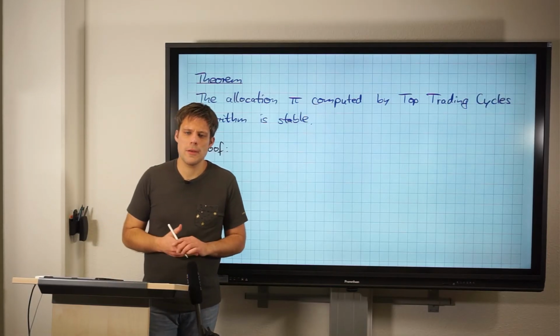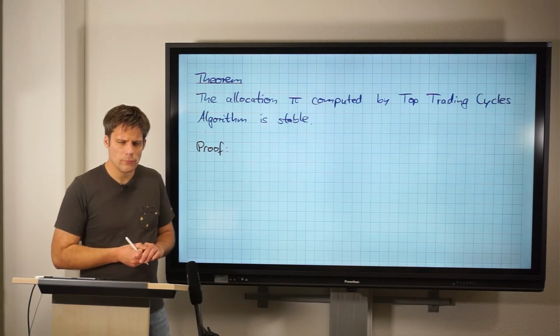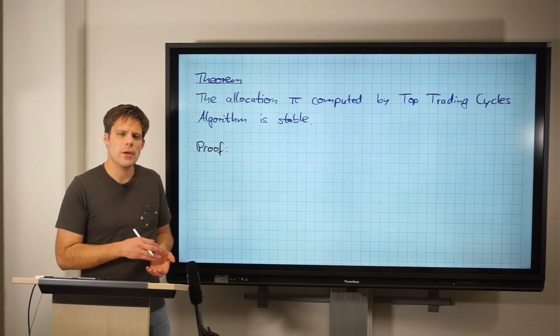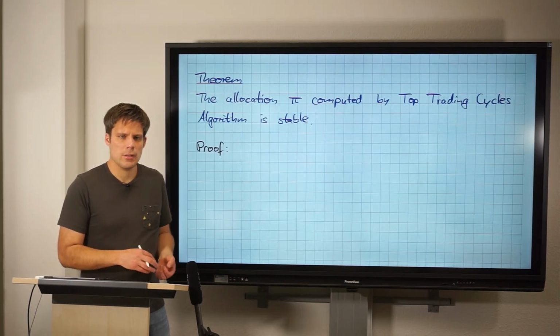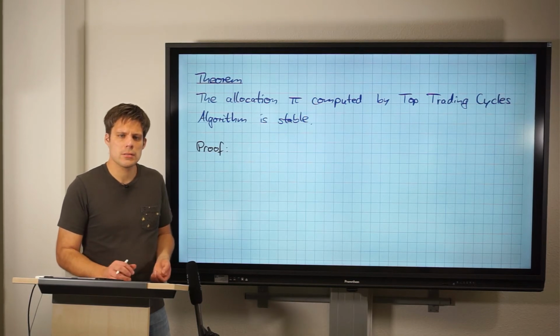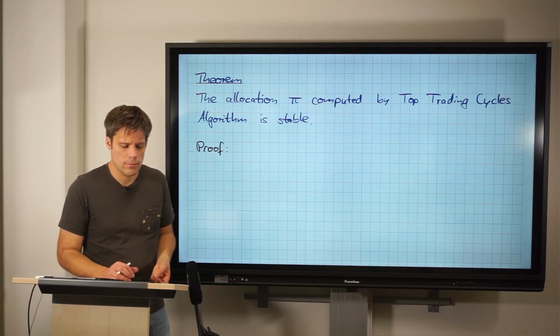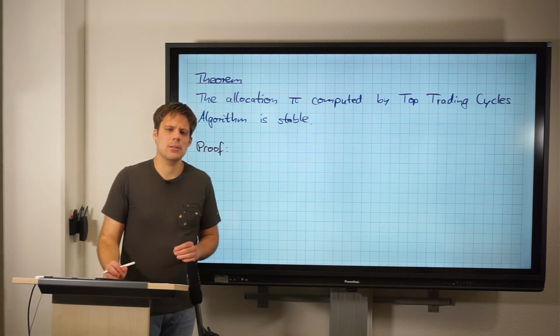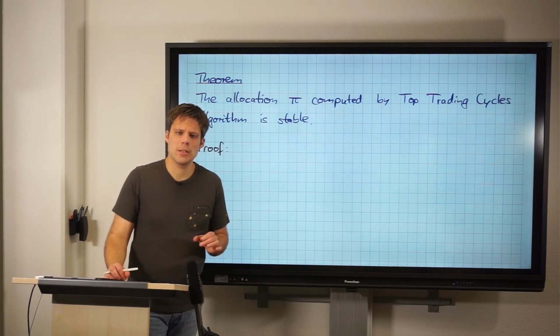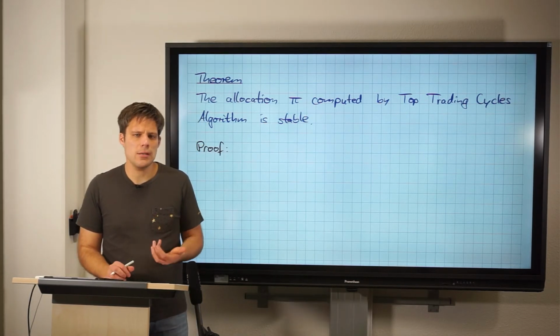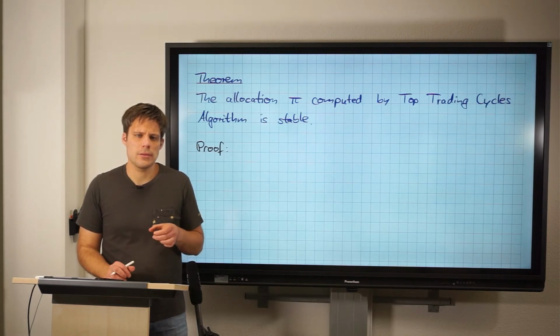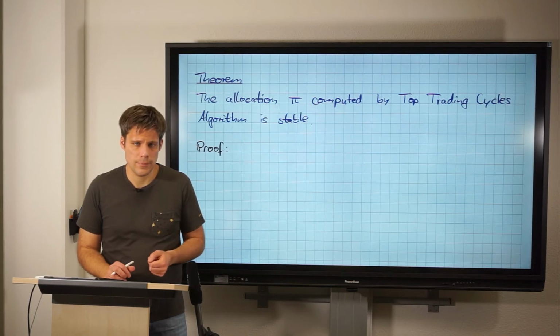How do we prove this stability? Well, we have to show that there is no blocking coalition. How do we show that there is no blocking coalition? We assume that there is a blocking coalition, and then we'll lead this to a contradiction. Because then at some point, if there was a blocking coalition, then the algorithm would do something incorrect, namely not give one of the agents their most preferred house out of all remaining houses.